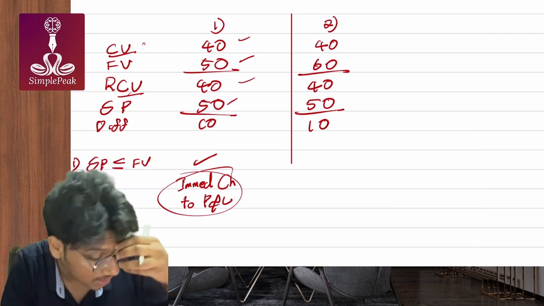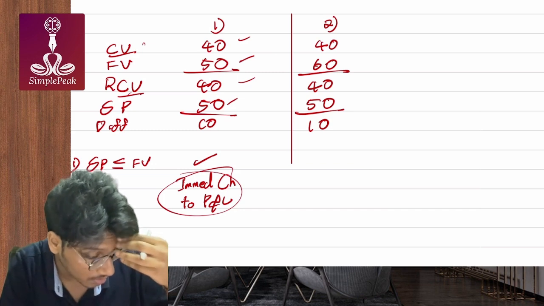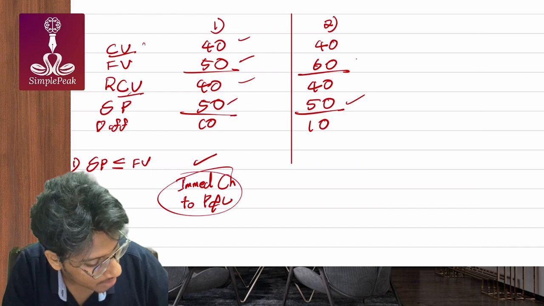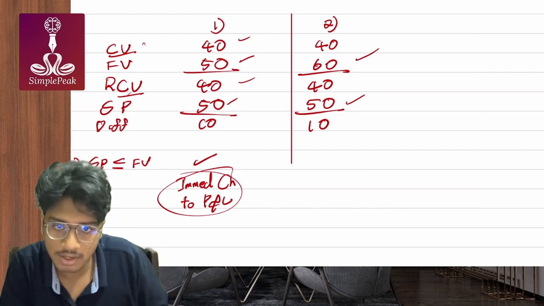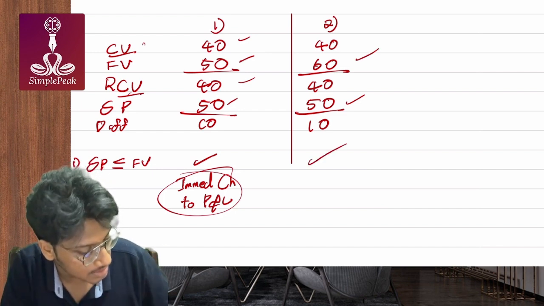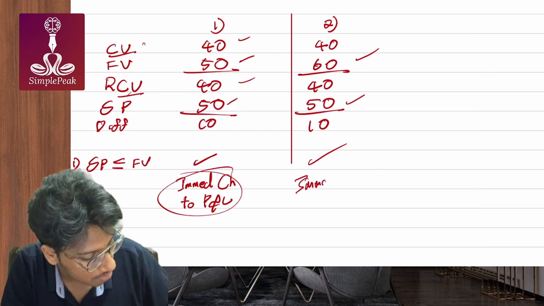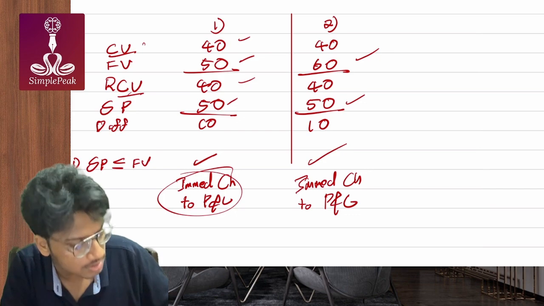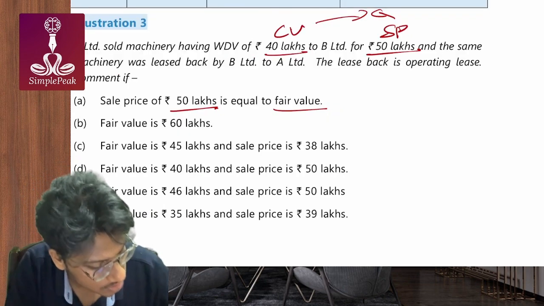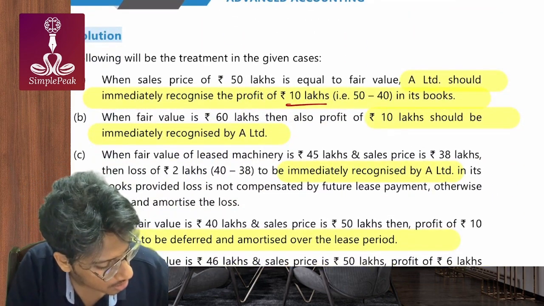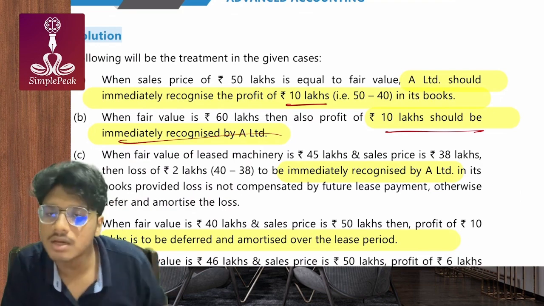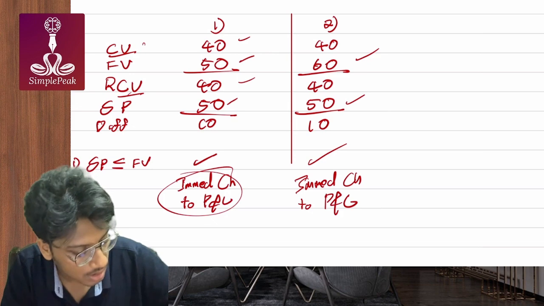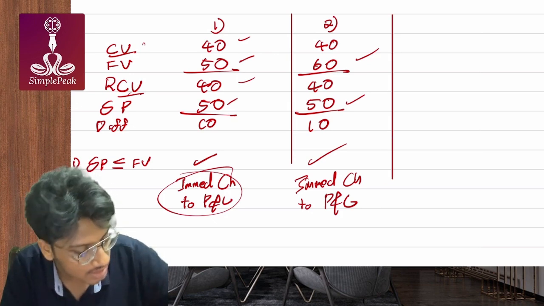Now you need to check if the sale price is less than or equal to fair value. Sale price comes as 50. Fair value comes as 60. It is less than or equal to that. So the condition is satisfied. Immediately charge to profit and loss. That's what it said. Now let's check the answer also. It says 10 lakhs should be immediately recognized by A Limited. That is also done.